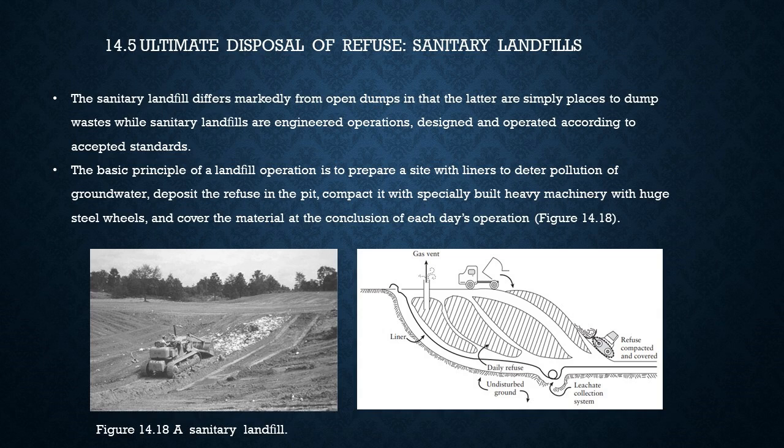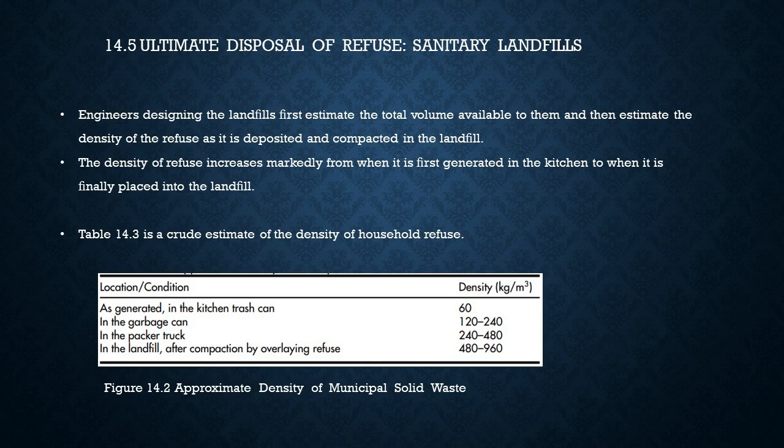A sanitary landfill differs markedly from open dumps in that the latter are simply places to dump wastes, while sanitary landfills are engineered operations designed and operated according to accepted standards. The basic principle of a landfill operation is to prepare a site with liners to deter pollution of groundwater, deposit the refuse in the pit, compact it with specially built heavy machinery with huge steel wheels, and cover the material at the conclusion of each day's operation, Figure 14.18. Engineers designing the landfills first estimate the total volume available to them and then estimate the density of the refuse as it is deposited and compacted in the landfill.